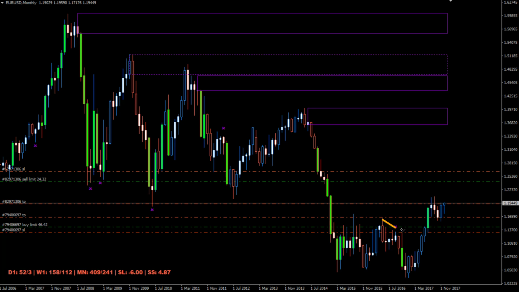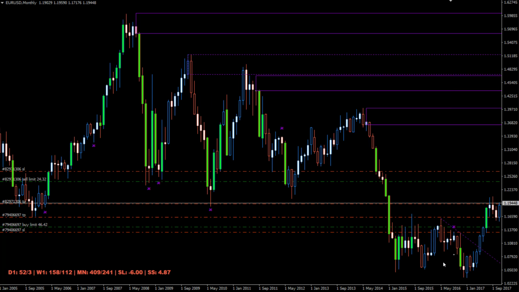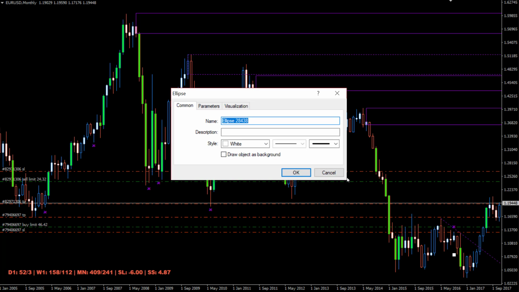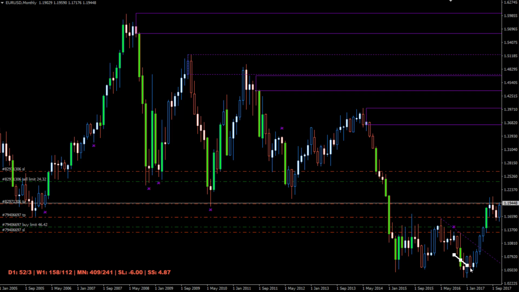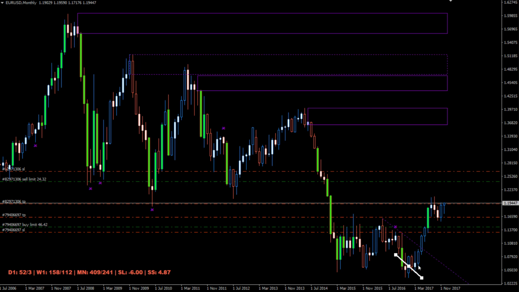We can take this high, we can connect it to here, like so. We have a downward sloping trend line. The trend line has been broken. What does that mean? Well, that means that we have something in here that is strong enough to cause price to no longer want to respect the trend line there. So this would lead us to believe that we have some demand down here at the bottom.